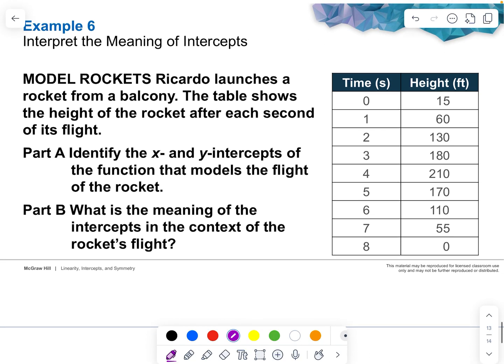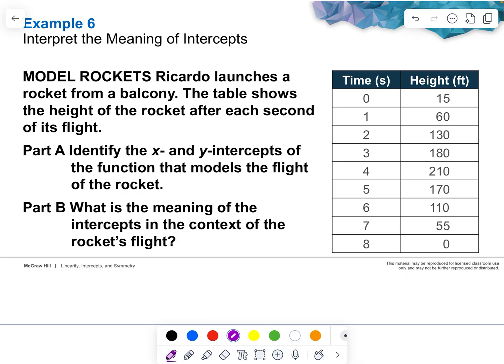And finally, just think about this one. Ricardo launches a rocket from a balcony. The table shows the height of the rocket after each second of its flight. Identify the x and y intercepts of the function that models the flight of the rocket. So first let's look. If this is our x and this is our y, when x equals 0, the y-intercept is 15. And when y equals 0, the x-intercept is 8.